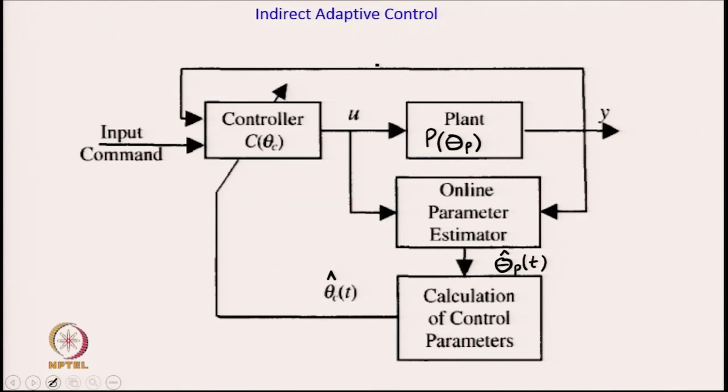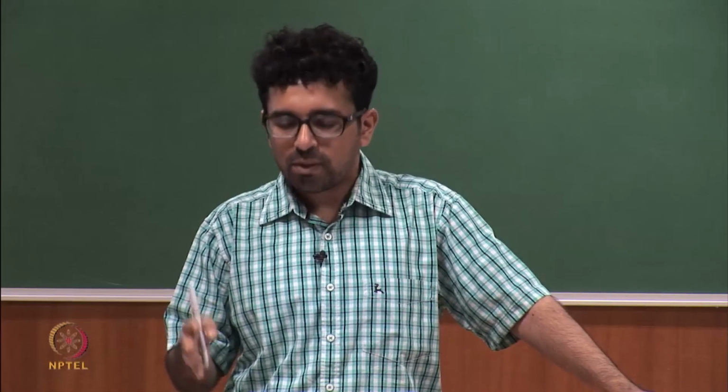So, as I mentioned, the plant here is parameterized by theta p, the controller is parameterized by theta c, and in the indirect adaptive control approach we use the input to the plant and the output of the plant as inputs to an online parameter estimator, okay, which for the indirect case estimates the system parameters. It estimates the system parameters online, and we can denote it by theta p hat. And the important thing to note is that these are updated as time goes on. So, it is not just one value, theta p hat is a function of time. So, as time goes on we get newer and newer and hopefully better and better estimates of the system parameters.